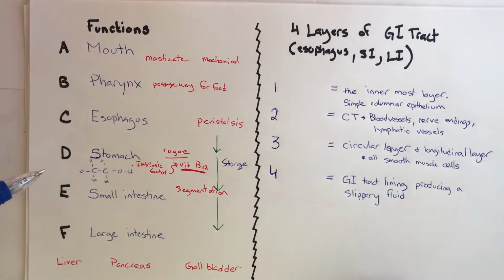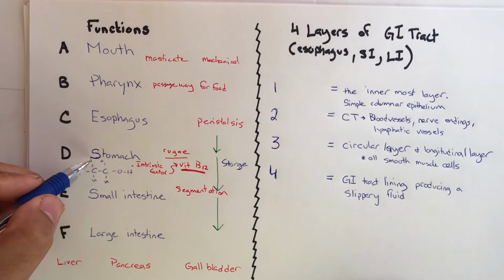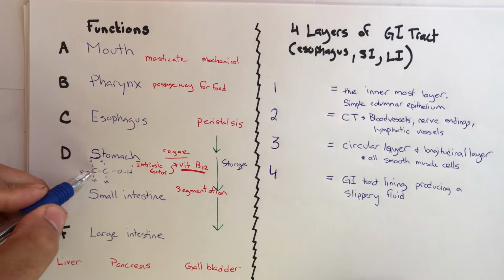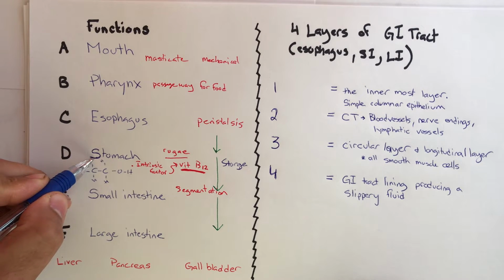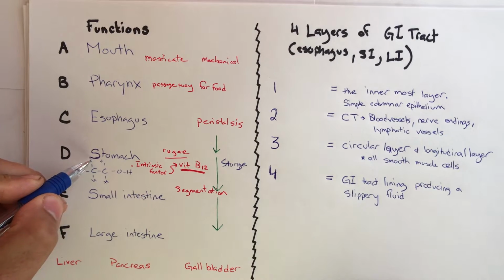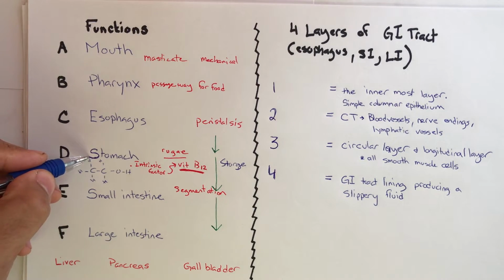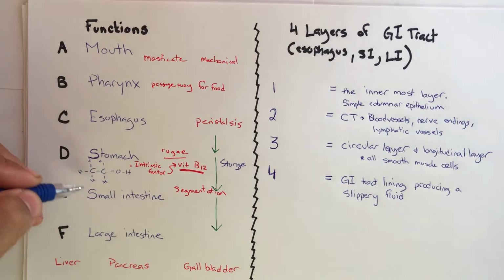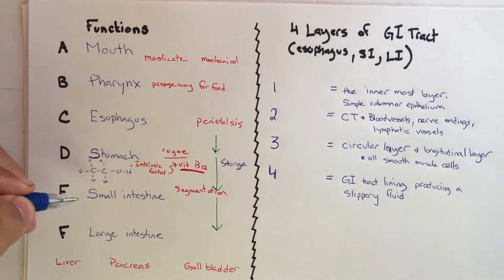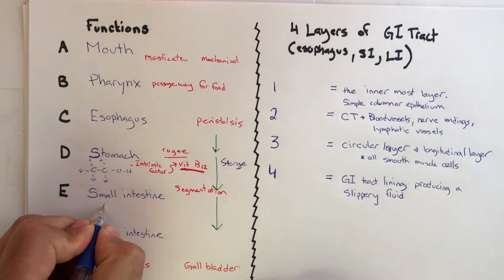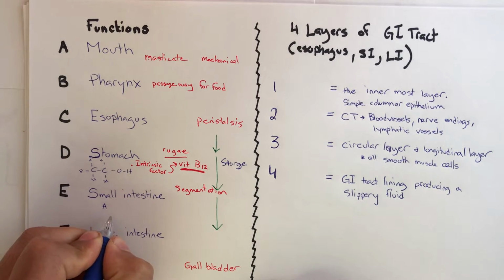Some drugs, some painkillers can work really fast because they're small enough that they can get through the stomach lining. So the stomach does absorb some stuff, but by no means is this the main organ of absorption. However, the small intestine is the main organ of absorption.